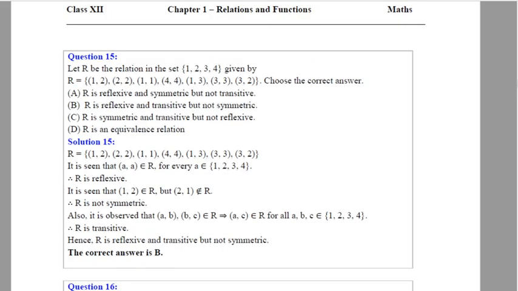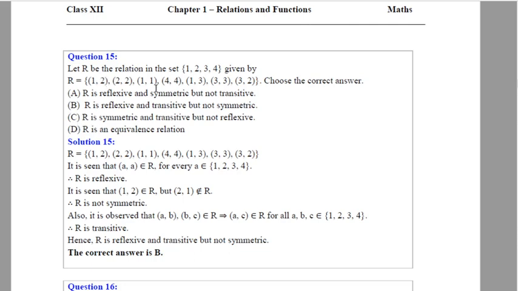Now, question number 15. Let R be the relation in the set as given here. Choose the correct answer. R is reflexive, symmetric, but not transitive. See here (1, 1), (2, 2), (3, 3) all these elements belong, and (4, 4) also belongs. It means this relation is reflexive. So this is reflexive, this is reflexive, this is not reflexive. It means options B and C are cancelled. Now A, B, D are the three options left. We have to check them also.